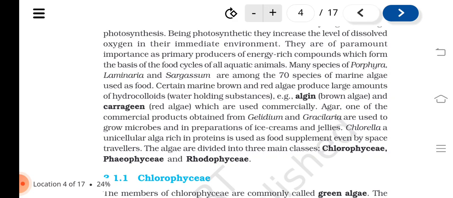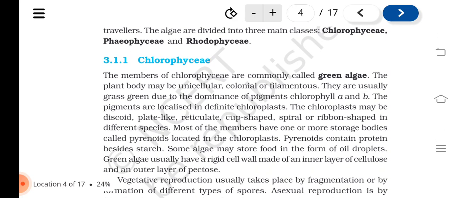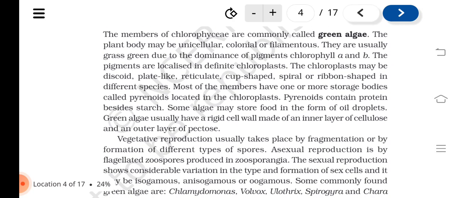The algae are divided into three main classes: Chlorophyceae, Phaeophyceae and Rhodophyceae. Chlorophyceae. The members of Chlorophyceae are commonly called green algae. The plant body may be unicellular, colonial or filamentous. They are usually grass green due to the dominance of pigments chlorophyll A and B. The pigments are localized in definite chloroplasts. The chloroplast may be discoid, plate-like, reticulate, cup-shaped, spiral or ribbon-shaped in different species.